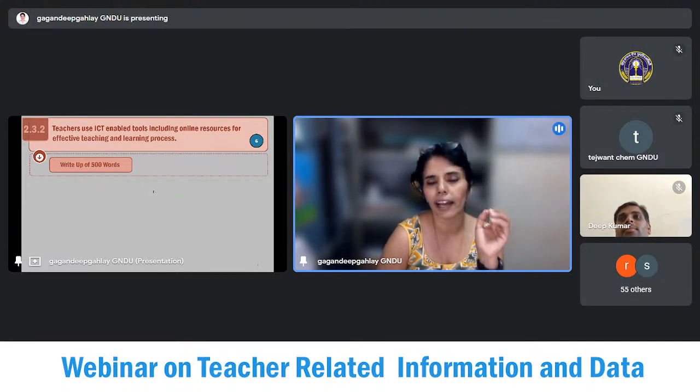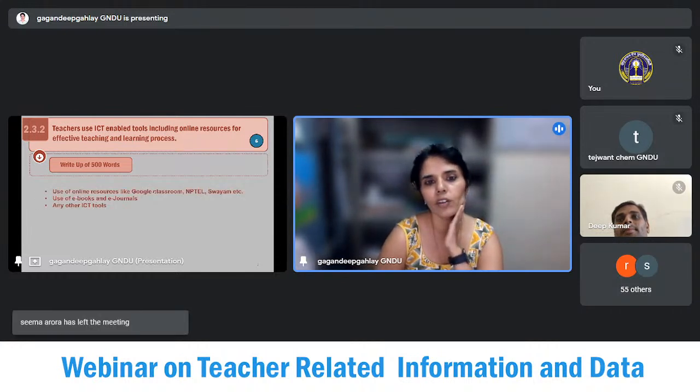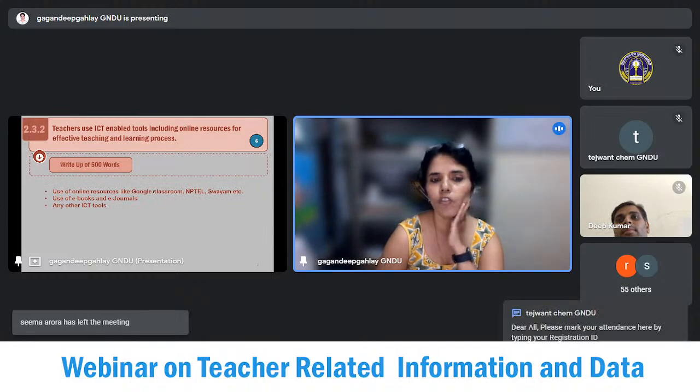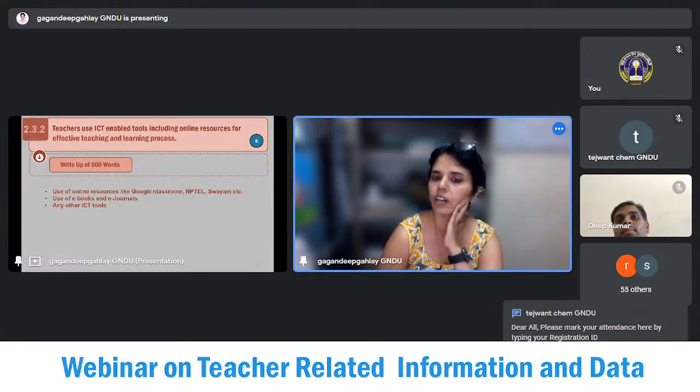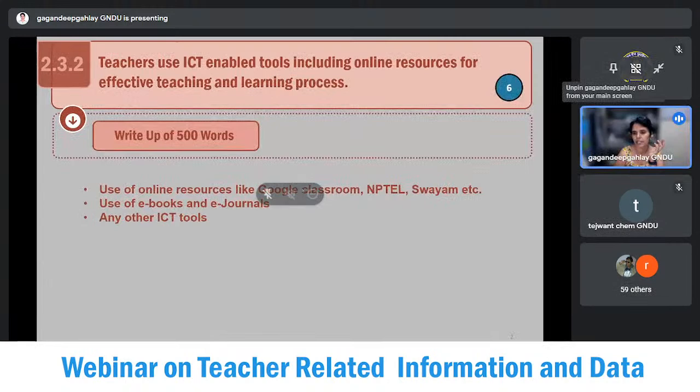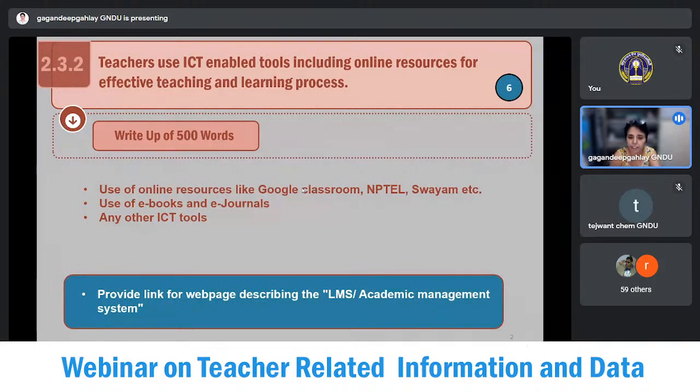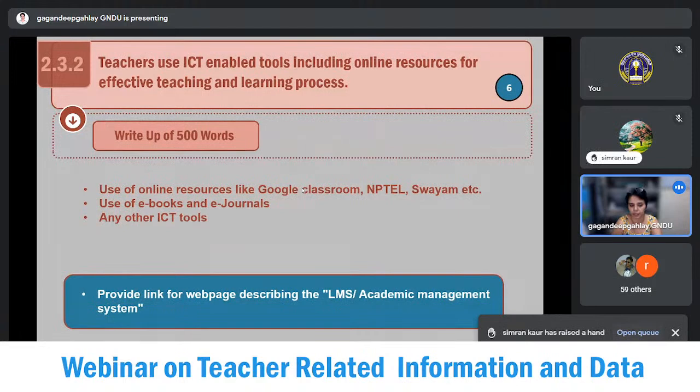Now, this is only a write-up of around 500 words. And what we can discuss in this is what kind of online resources we are using, whether we are using Google Classroom, or NPTEL or SWAYAM, or you may be using your own LMS system. We can also talk about the ebooks and e-journals resources which are being used for teaching, or any other ICT tools which are being used by your institute. Now, in case your institute has developed its own LMS or academic management system, it will be a good idea to provide a link for that web page. That will be a very useful thing to be given to NAAC.